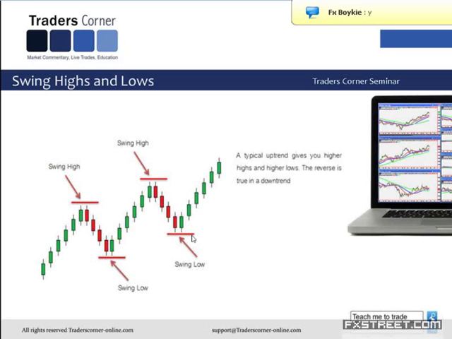Yes, no, we're going to go through each of those. This is just the beginning of the presentation, so we're going to go through each of them now in more depth. So before we get into each of them, it's important to understand the market structure.